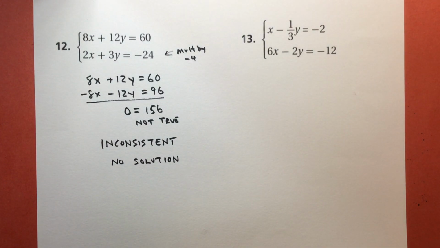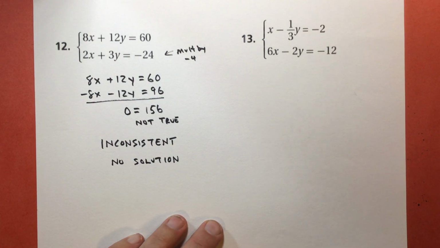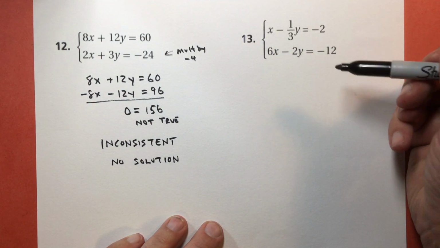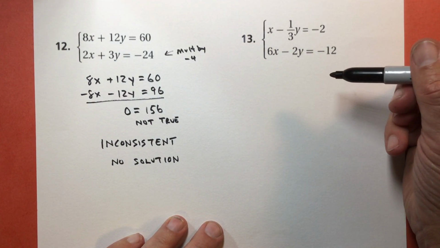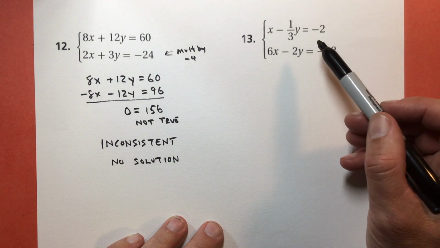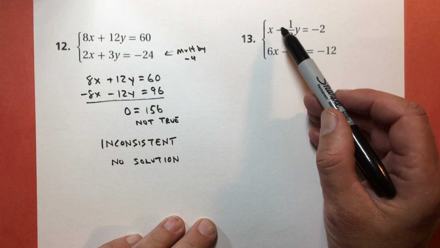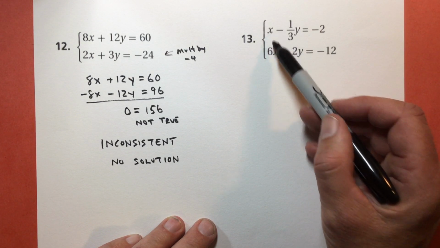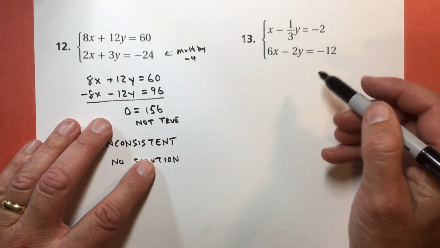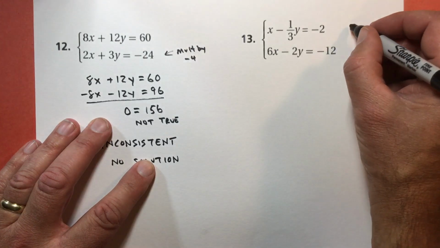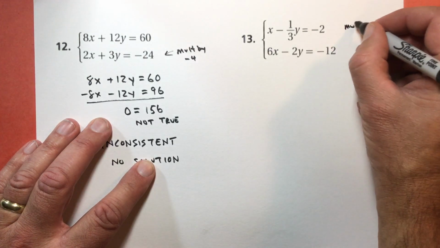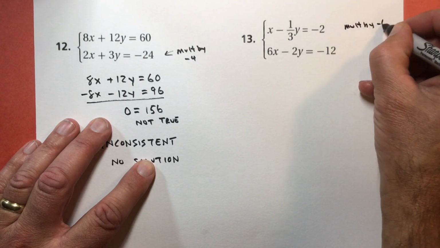All right, finally, problem number 13. Again, this one is set up nice for elimination. Maybe I'm going to multiply the fraction. Don't be scared by the fraction. Maybe I'm going to multiply this by negative 6 to make the x's eliminated. Not dropped out, eliminated. So I'm going to multiply by negative 6.